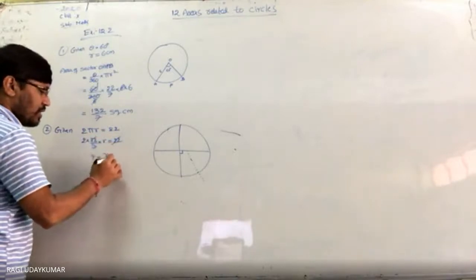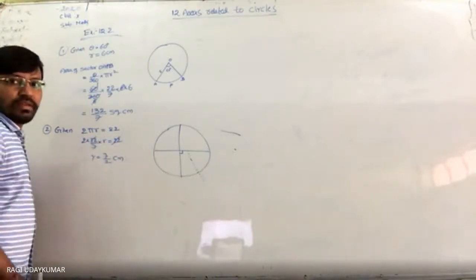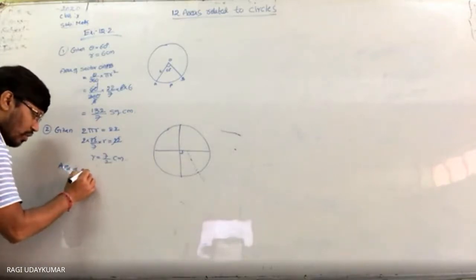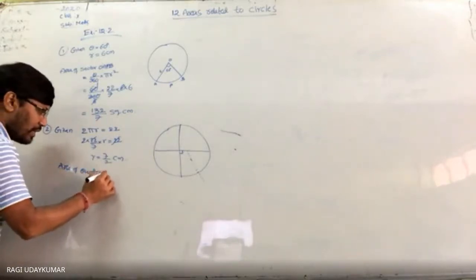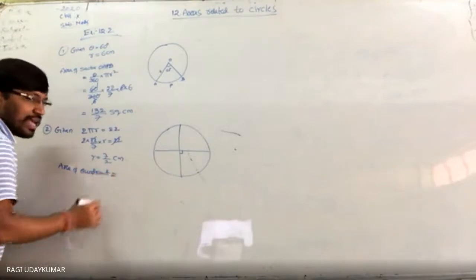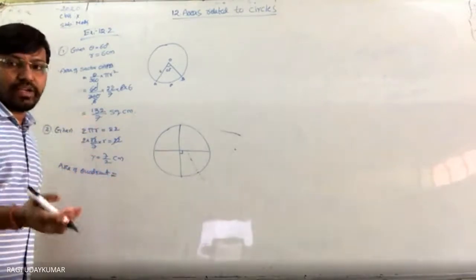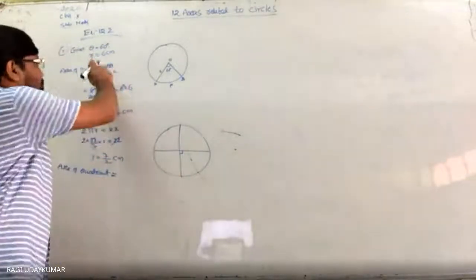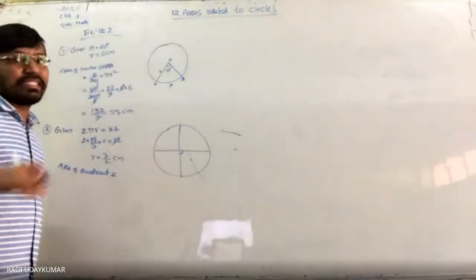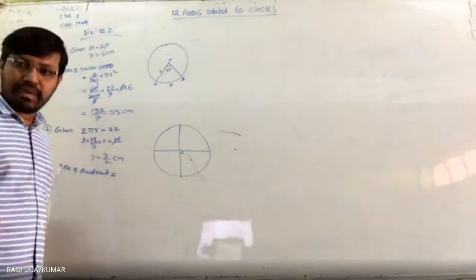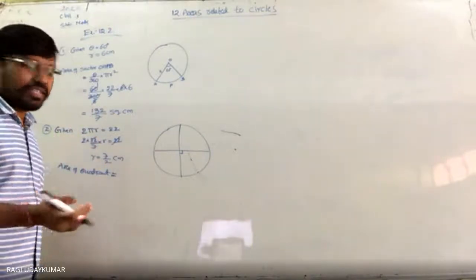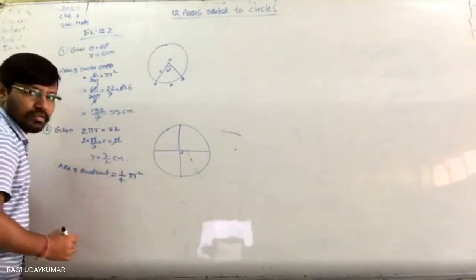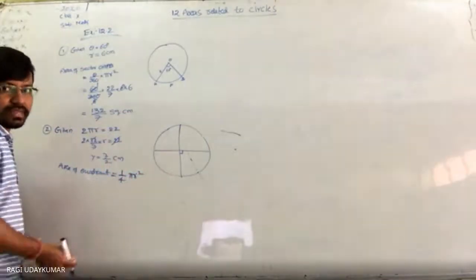R is equal to 750 centimeters. So the area of the quadrant is asked. Whenever you find the area of a quadrant, you can directly use 1/4 of the area of the circle, or take the angle as 90 degrees. Theta by 360, 90 by 360, is nothing but 1 by 4. So you can directly take 1 by 4 pi r square, because it is 1/4 of the area of the circle.